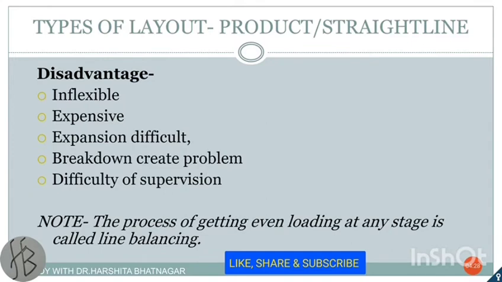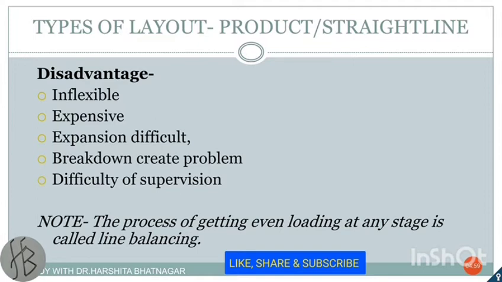but certain disadvantages are also there. This type of layout is inflexible, very expensive, expansion is difficult, and if one machine breaks down, the whole line gets stopped or material gets accumulated. So breakdown creates problems. It is difficult to supervise the product because all inputs are fed on one machine and output comes out at the last machine.